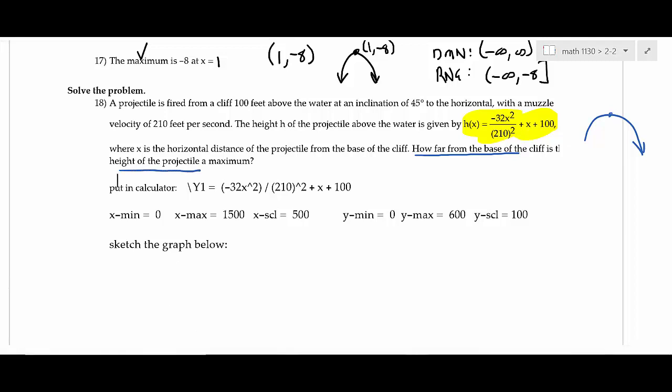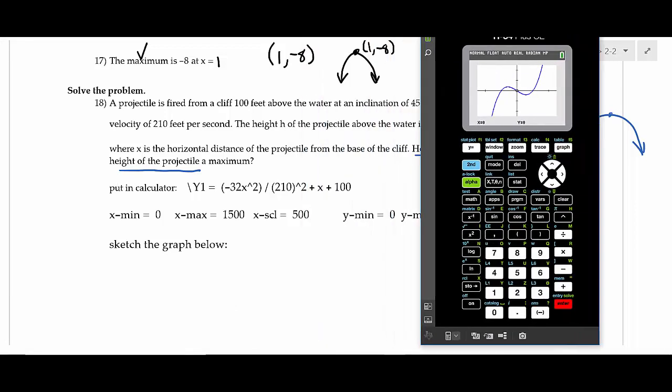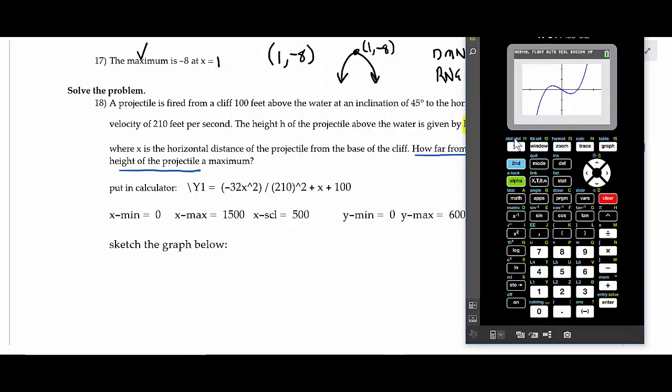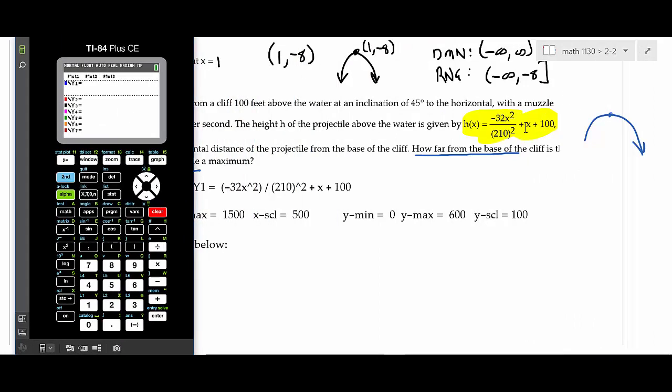So we want to put this one in our calculator. Let me get my calculator put together here, and just do this with me if you brought your calculator. If not, you might want to write down the keystrokes. The first thing we want to do is put this in. On Y1, I'm going to have you put in parentheses, negative 32, and then x squared, and then divided by 210. You don't have to have parentheses on the 210, but you can do it like that.